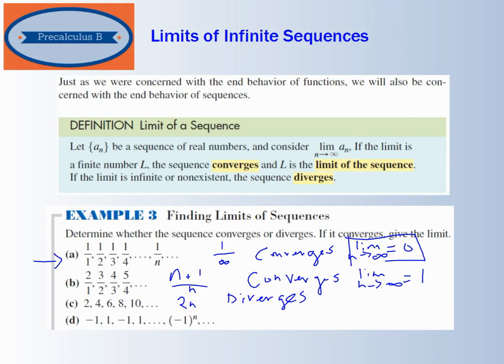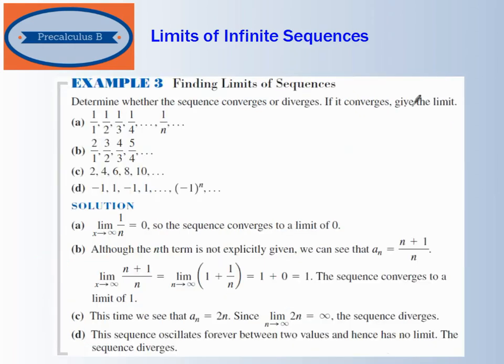The next one, negative 1, 1, negative 1, 1, negative 1, 1. So it's just flipping back and forth, because it's negative 1 to the n. This one also diverges because it never approaches a single finite number. It is bouncing back and forth between 1 and negative 1 the entire time.